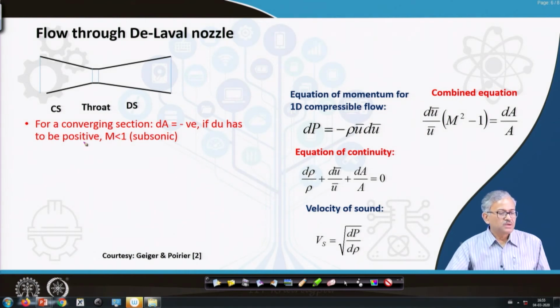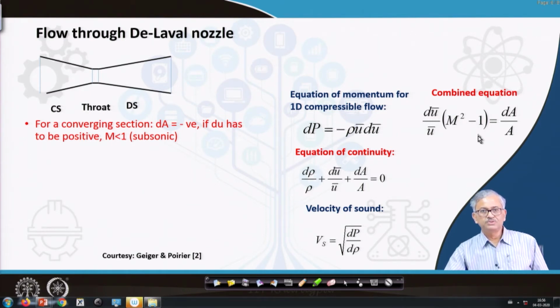So, this is okay. Now, for a converging section, it is okay. At the cylindrical portion, what will happen? At the cylindrical portion, dA is 0. So, as a result, M squared minus 1 has to be 0, because du by u cannot be 0, right? So, M squared minus 1 is equal to 0. So, M is equal to 1.